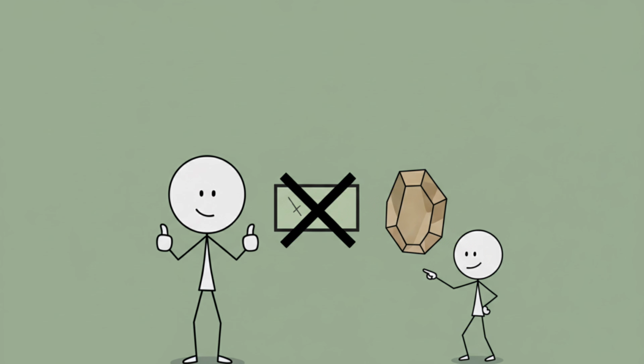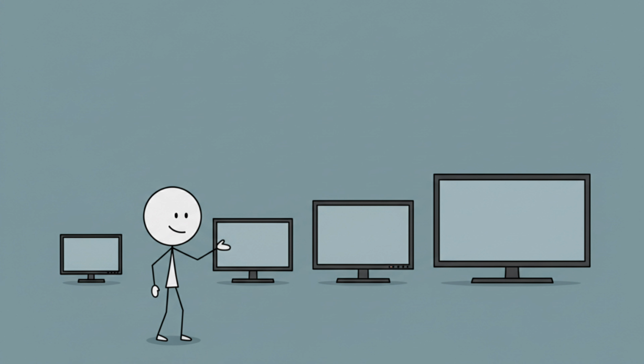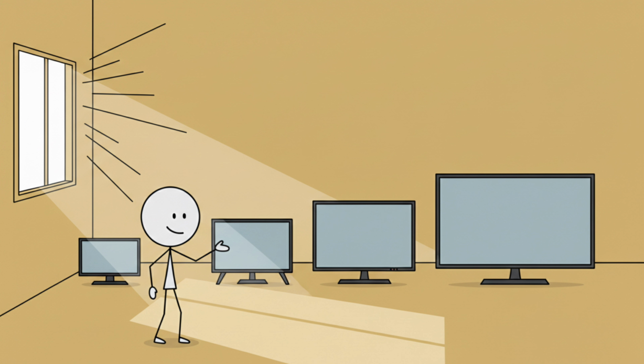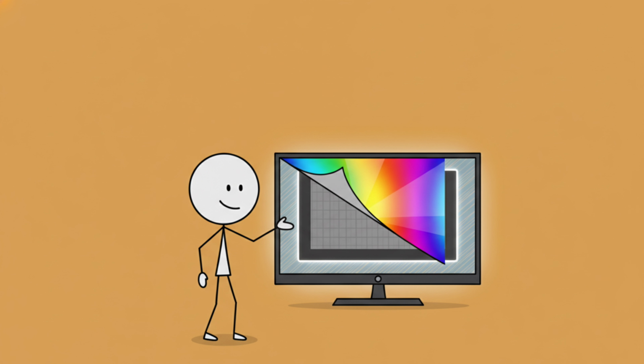You'll find QLED in Samsung's entire TV lineup, from the Q6F to the QN990F. TCL and Hisense also make QLED TVs. They're great for bright rooms and HDR content.